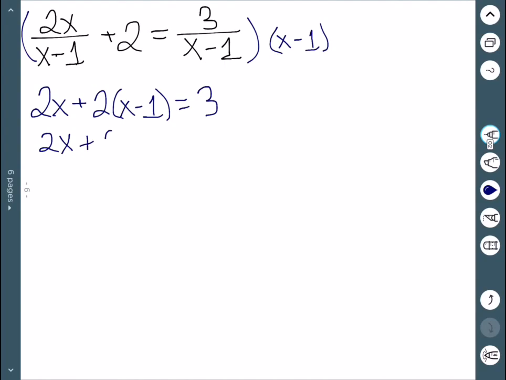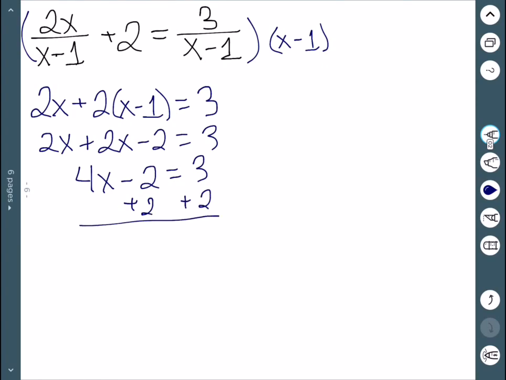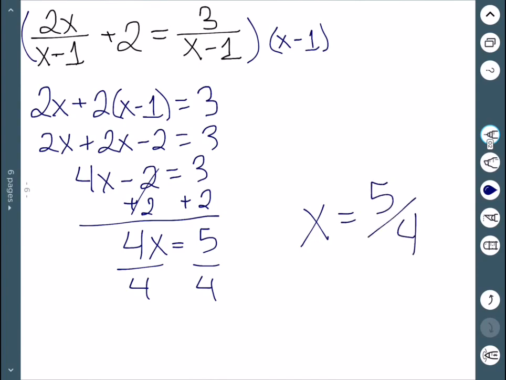Simplifying, I have 2x minus 2. Combining the x's gives me 4x minus 2 equal to 3. I can then move the 2 to the right-hand side by adding it. That leaves me with 4x is equal to 5. And then finally, dividing by 4 leaves me with x equal to 5 over 4.